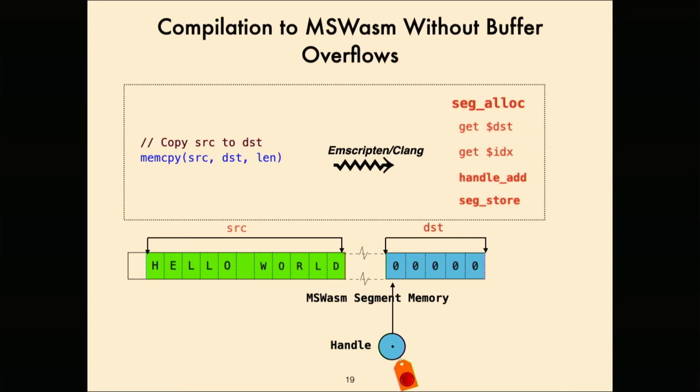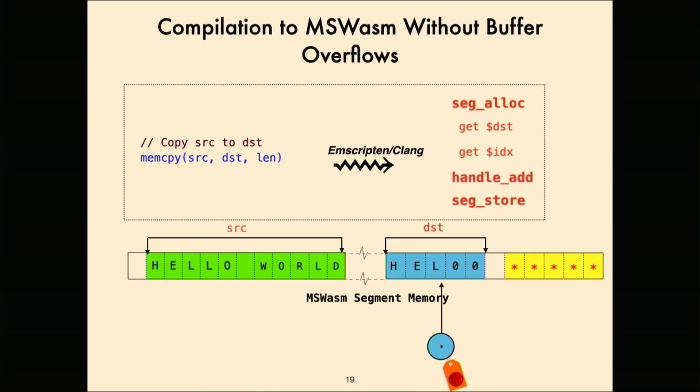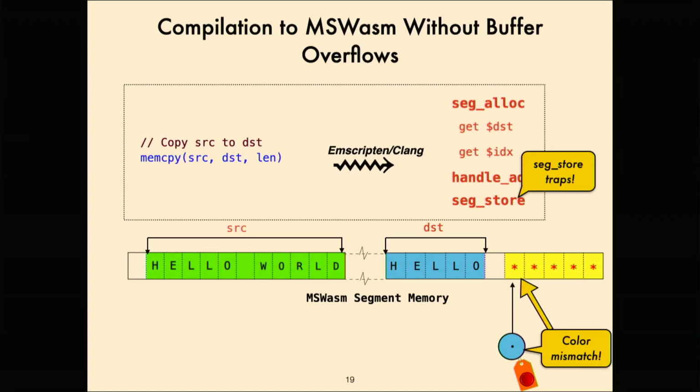The first instruction, seg alloc, gives us, say, a blue segment, which is allocated for a destination buffer, as well as a handle to that. And what happens later on is that using the handle add, we're tweaking the offsets, and now we come to a point where the handle is pointing out of the segment that it was originally created for. At this point, seg store traps because there is a color mismatch, because the handle is pointing to a segment that has a different color. And thus, the buffer overflow is prevented. Hence, the MS-Wasm programs are memory safe.